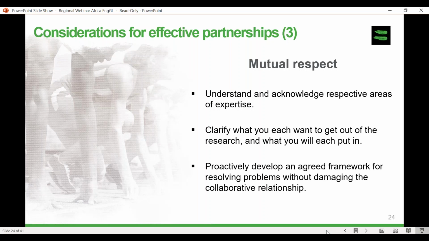And then lastly, proactively develop an agreed framework for resolving problems without damaging the collaborative relationship. Unfortunately, we know with research, problems do arise and there are challenges, so it's best to have a plan on how to handle these problems. Next slide, please.